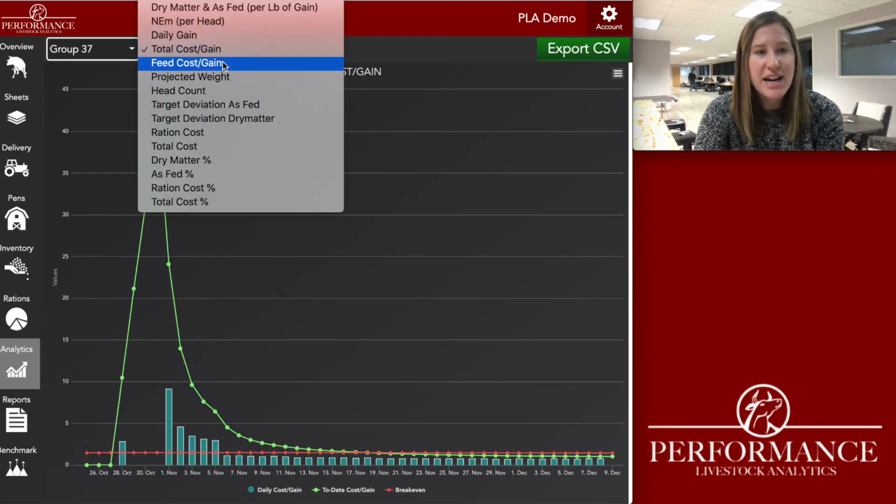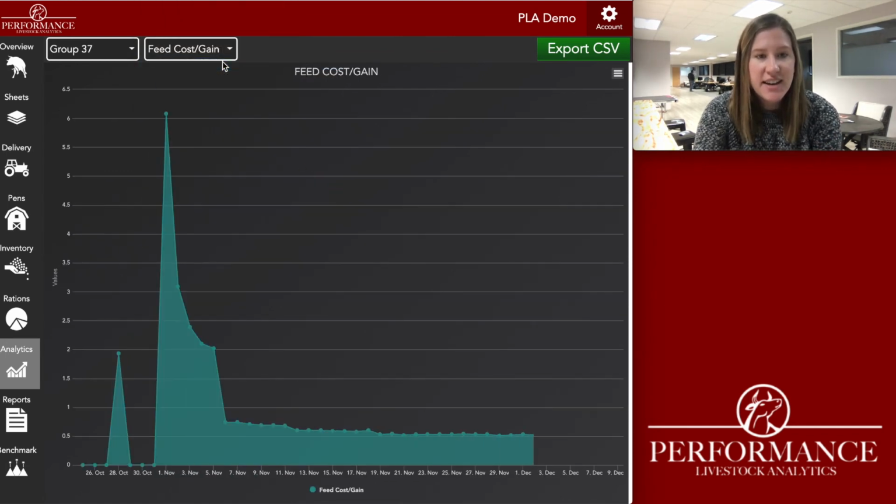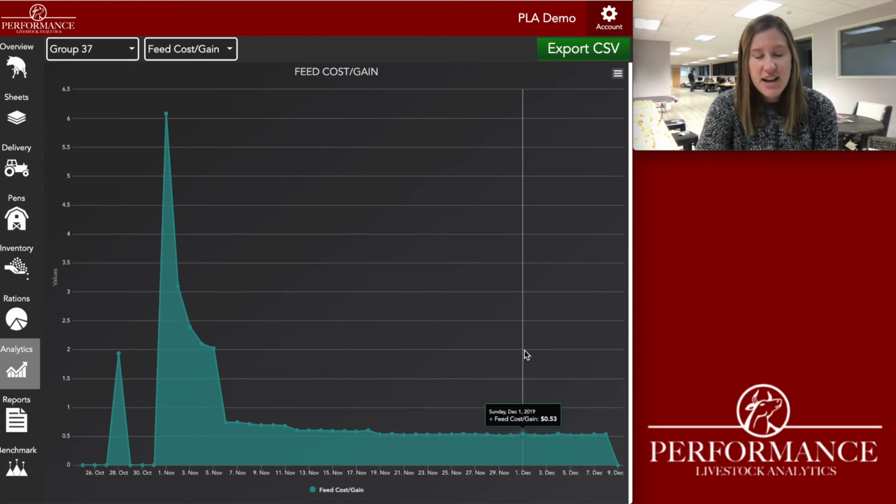Of course, another great chart is that feed cost of gain, a very similar chart in its structure, but it really is just pulling in that feed cost based off of those cattle's intakes.